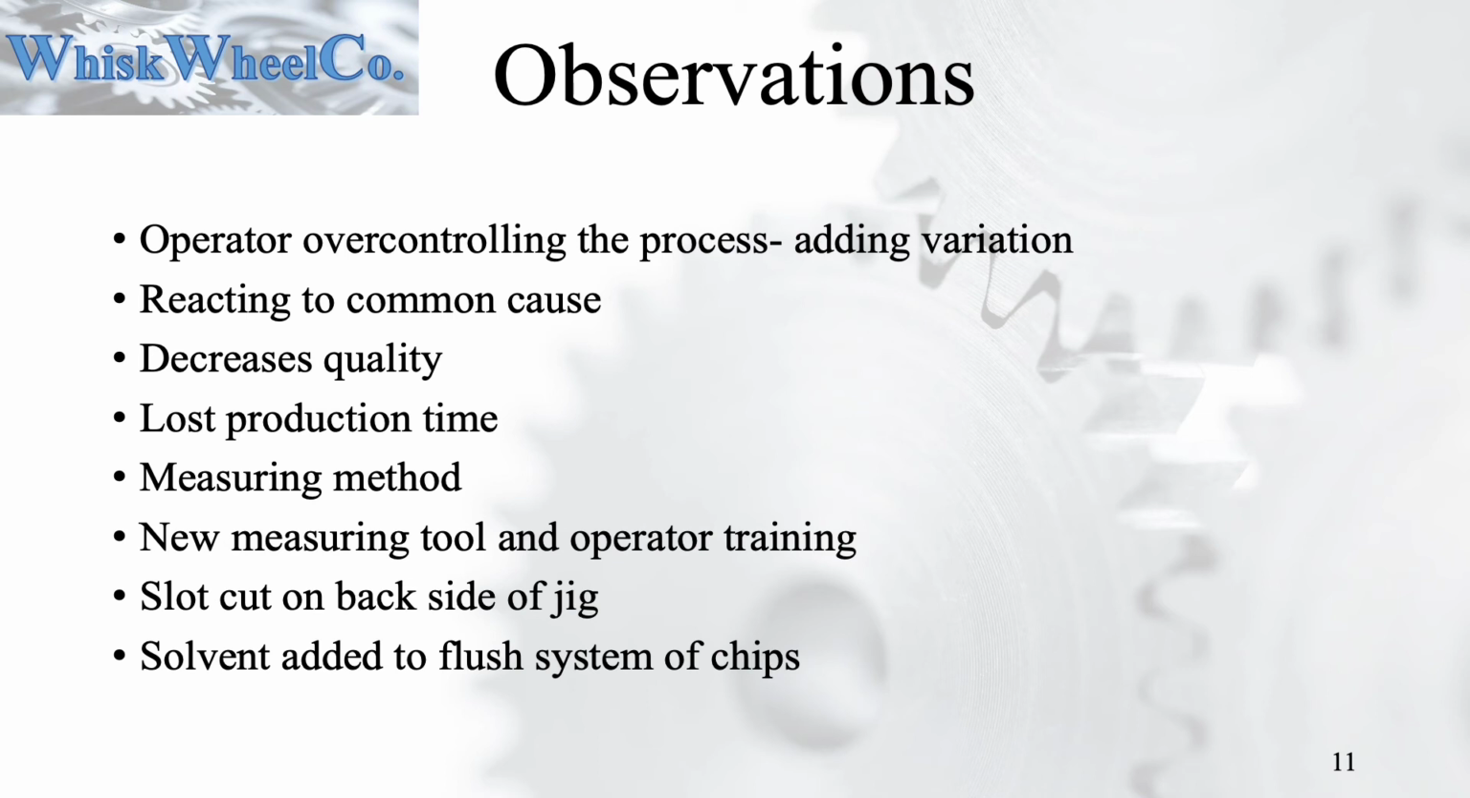Lastly, we noticed that there was slag getting stuck in the jig, and so we decided that we needed to do something to prevent the slag from building up within the jig. So we cut a slit on the back side of the jig to have a way for the slag to escape, and we also added a solvent to have a way to flush the system of the chips.